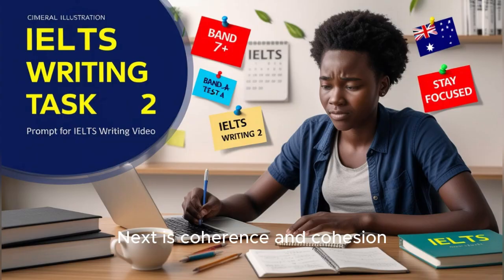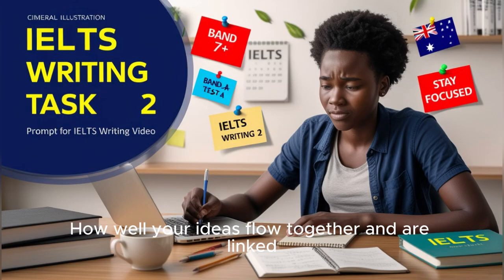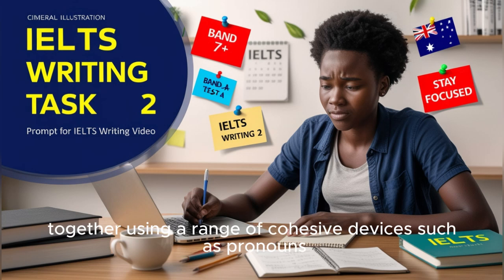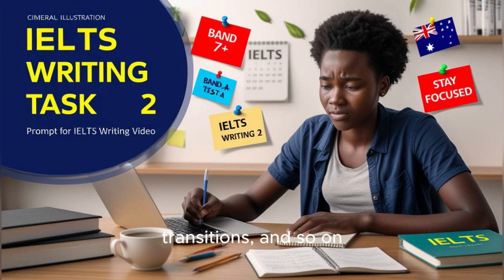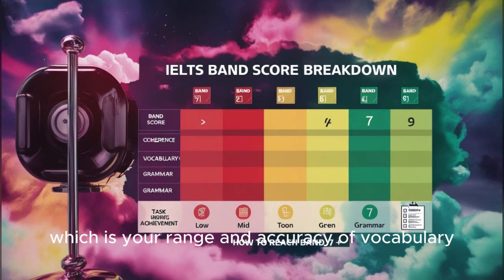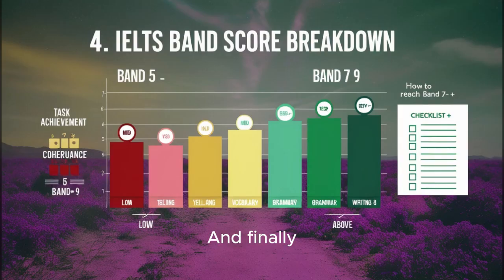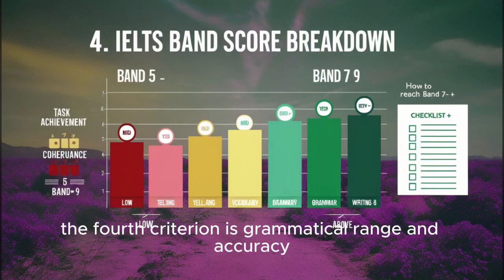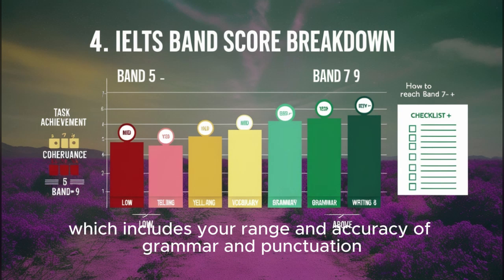Next is coherence and cohesion. How well your ideas flow together and are linked together using a range of cohesive devices such as pronouns, transitions, and so on. The third criterion is lexical resource, which is your range and accuracy of vocabulary. And finally, the 4th criterion is grammatical range and accuracy, which includes your range and accuracy of grammar and punctuation.